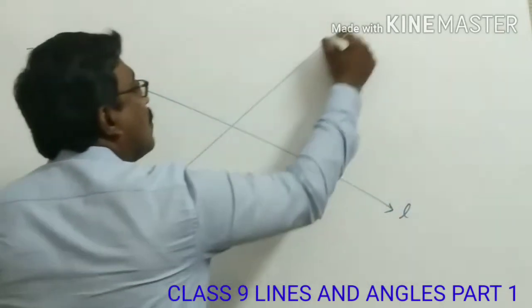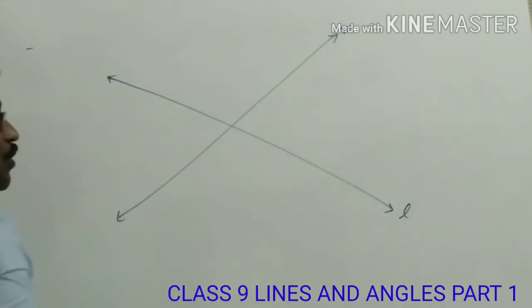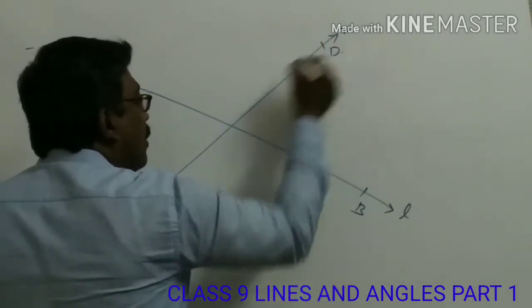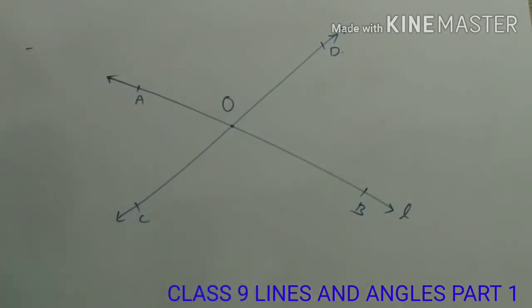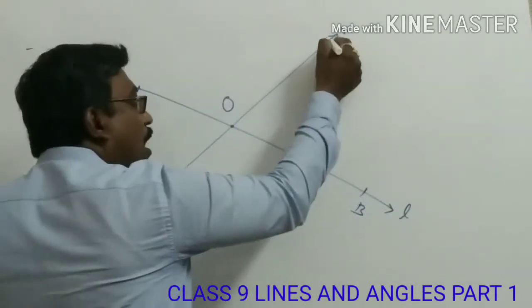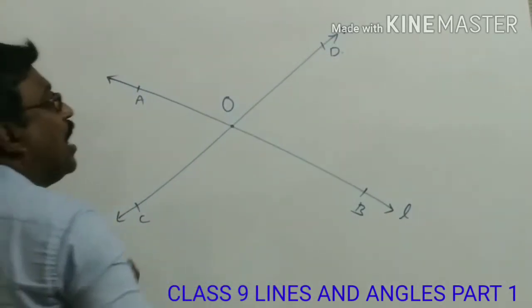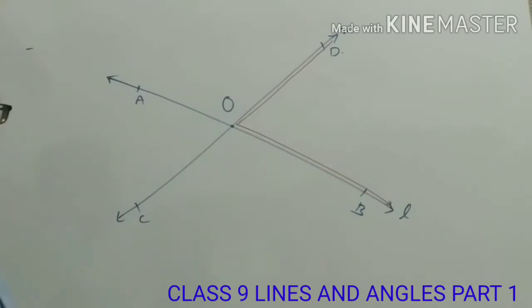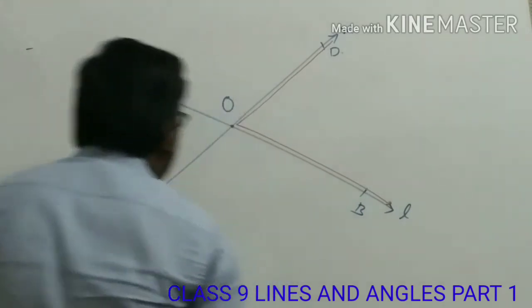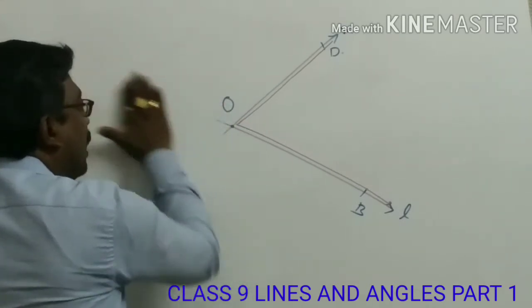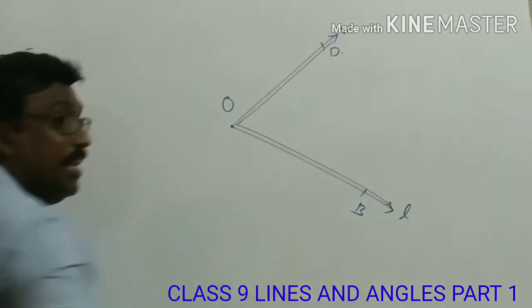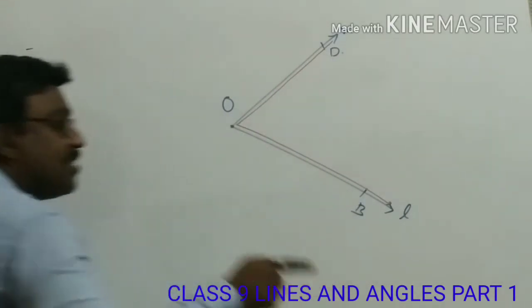Now, if you take two lines, usually lines are denoted by lowercase English alphabets. L and M are two lines. Suppose AB is a line and CD is another line, intersecting at a point O. If you take only this part and rub out the remaining part, then OD is one ray and OB is another ray.